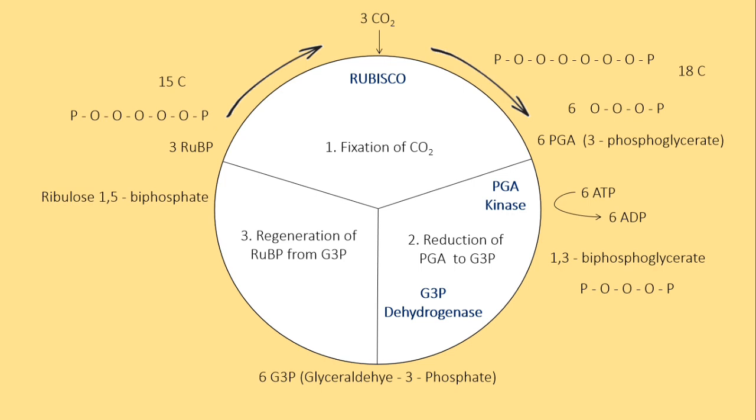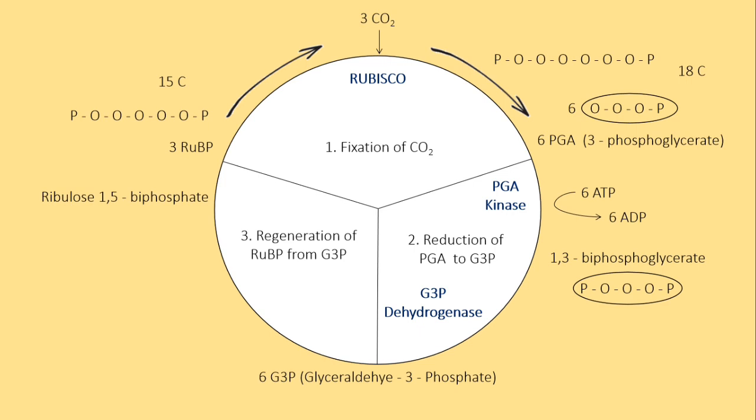And with that, we can see that PGA kinase is an enzyme that catalyzes the conversion of 3-phosphoglycerate into 1,3-biphosphoglycerate. So, ATP gives up a phosphate to become ADP, and that phosphate is transferred to this molecule. And as you can see, we now have 2 phosphate groups. So anytime you see a kinase enzyme, it catalyzes the transfer of a phosphate group from one molecule to another.